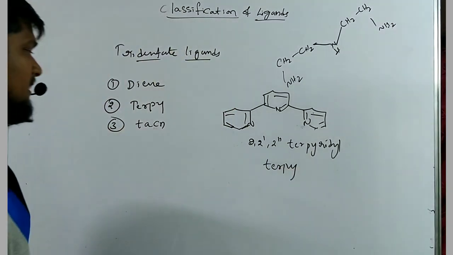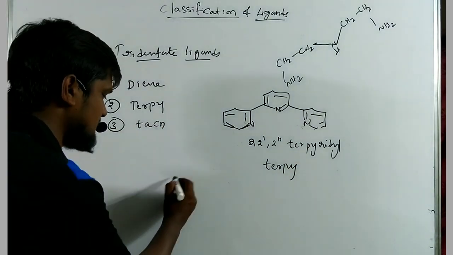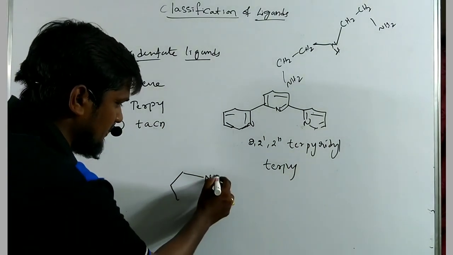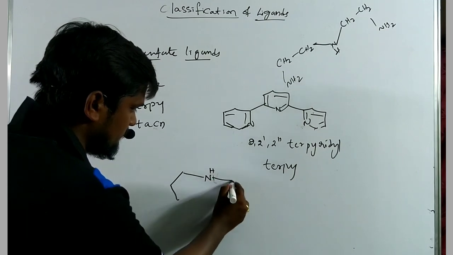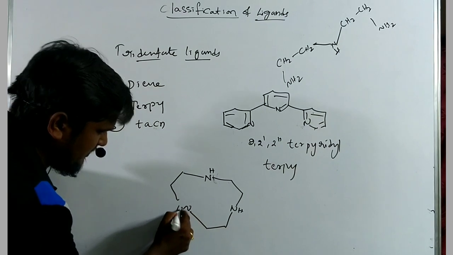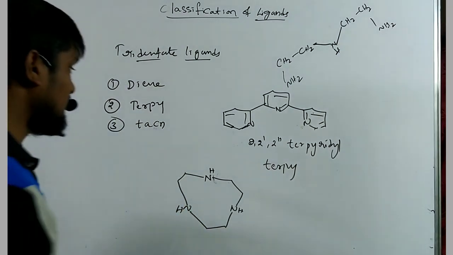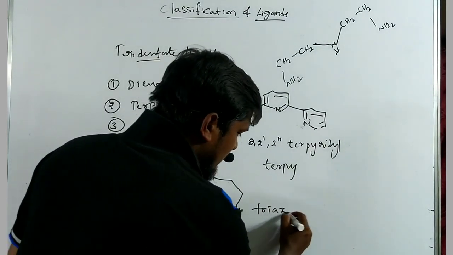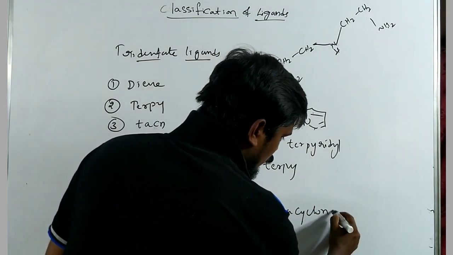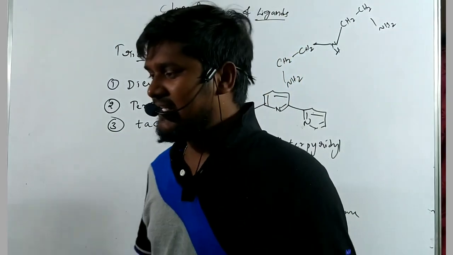Now the third one is triazacyclononane, NH. This is called triazacyclononane. These three are the best examples for tridentate ligands.